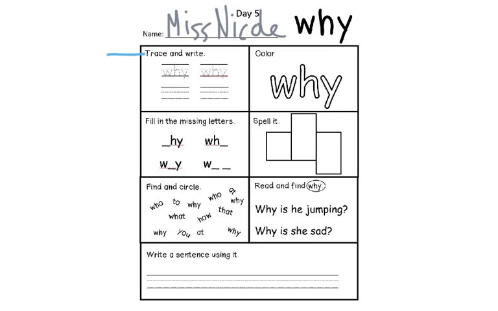So in this first section, you're going to trace and then write. This section you're going to color in all the letters. We're going to fill in the missing letters here. We're going to spell it inside of our boxes. So once you're done with all of that, you can pause your video. We'll read all of these power words together.